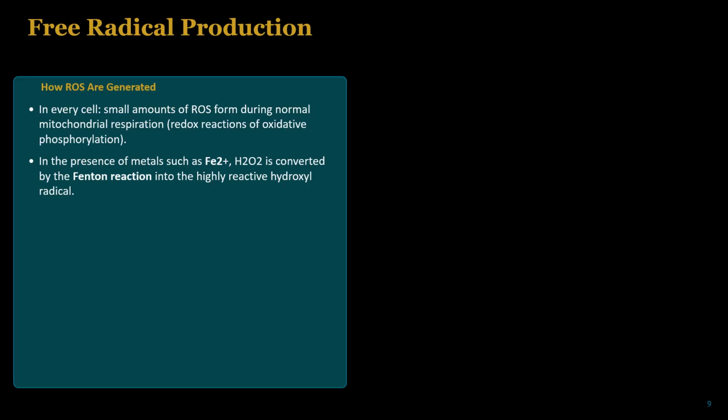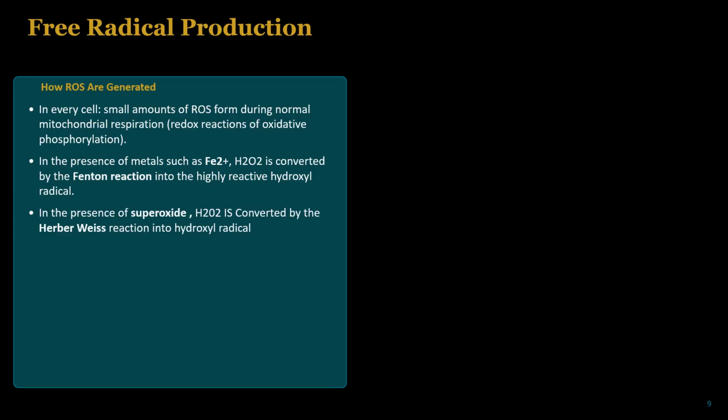How? If H2O2 reacts with Fe2 plus, another free radical is produced, which is called the hydroxyl radical. And this reaction is called the Fenton reaction. A popular MCQ question: what is the name of the reaction that happens when hydrogen peroxide reacts with Fe2 plus to produce OH? The name of the reaction is the Fenton reaction.